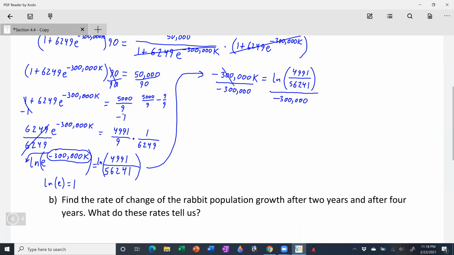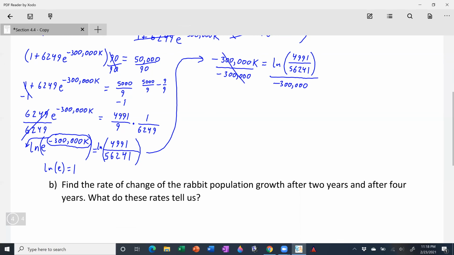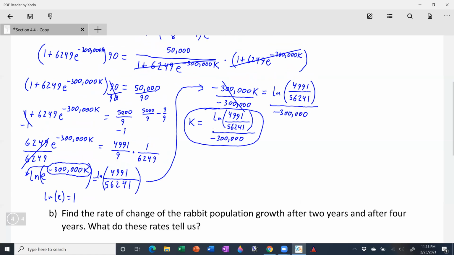Negative 300,000, like so. And so we get k equals exactly the natural log of 4,991 over 56241, all over negative 300,000. All right, so that is k. If we did some rounding, or if you type that all into your calculator, you could get a decimal approximation, but I'm purposefully leaving it exact.